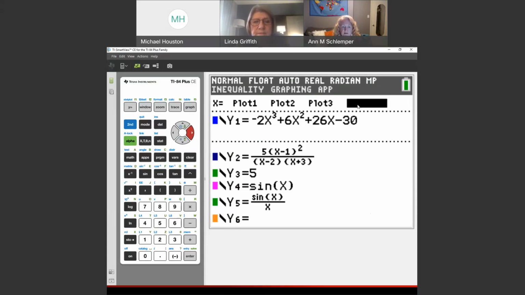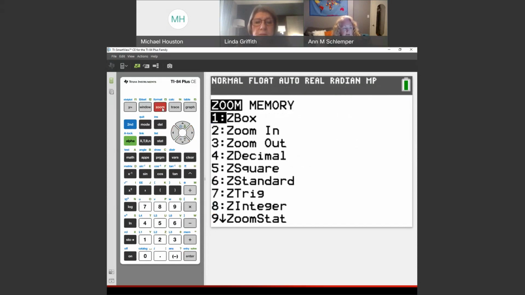And we're going to explore this when we get to the rational function. So if you don't see this on your Y equals, it's okay. We'll take care of that in a minute. So for now, just make sure you have Y1 entered. And we're going to take a look at the graph. And I'm going to hit zoom 6.